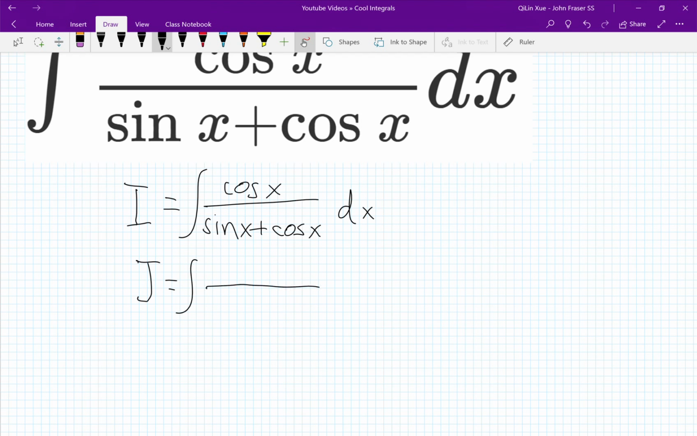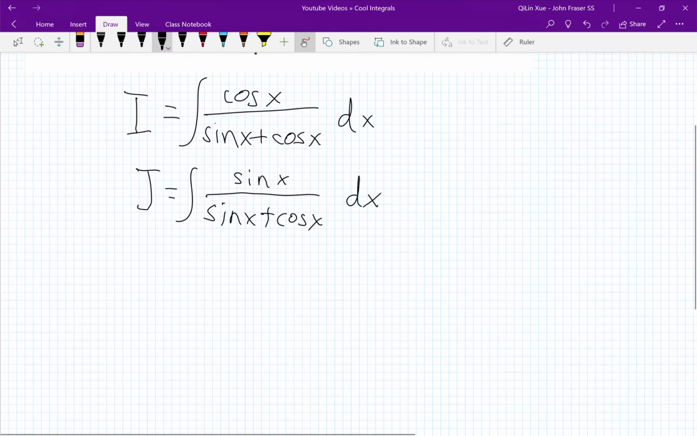We're going to keep our denominator the same, sine of x plus cosine of x. And our numerator is just going to be sine of x. And you'll see why I did this in a second. Notice how if we add or subtract these two integrals together, the denominator doesn't change, and we're going to use this to our advantage.